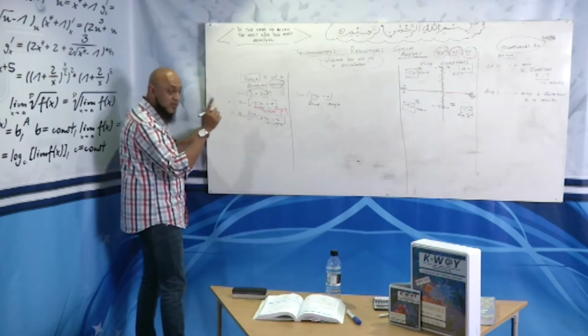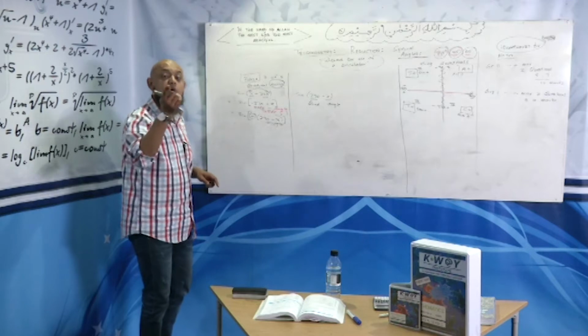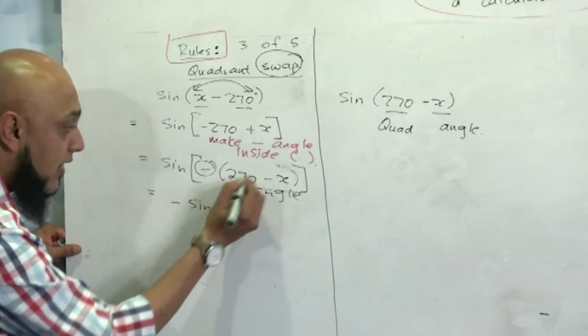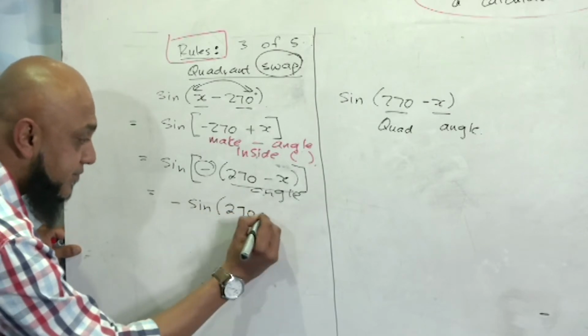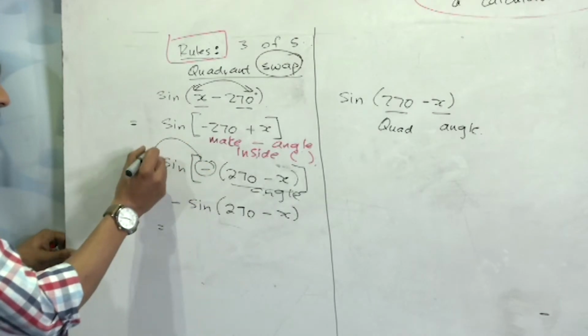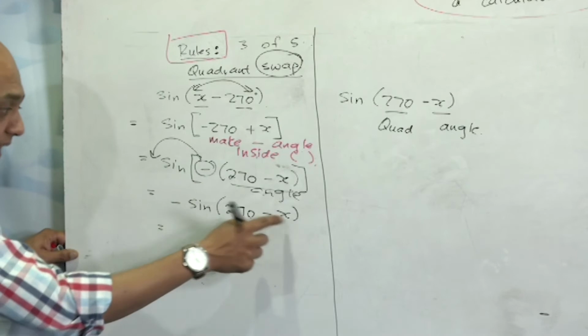Now, we ask ourselves, sine of a negative angle. Now we go back to the previous rule. What do we know about sine of a negative angle? It's minus sine of the angle. There we go. Minus sine. We take that minus, we take it to the front. Sine of a negative angle is minus sine of that angle.